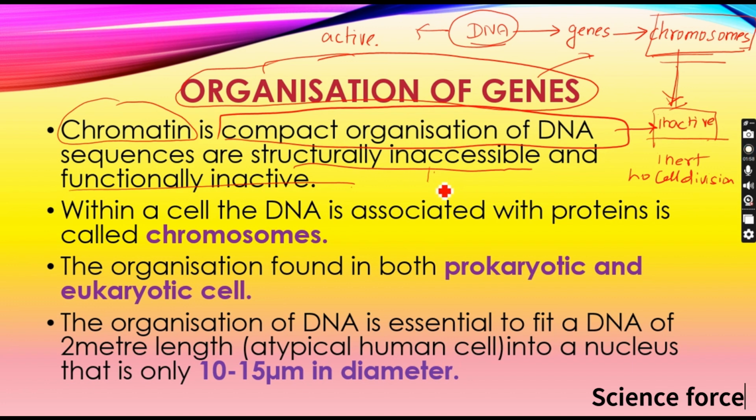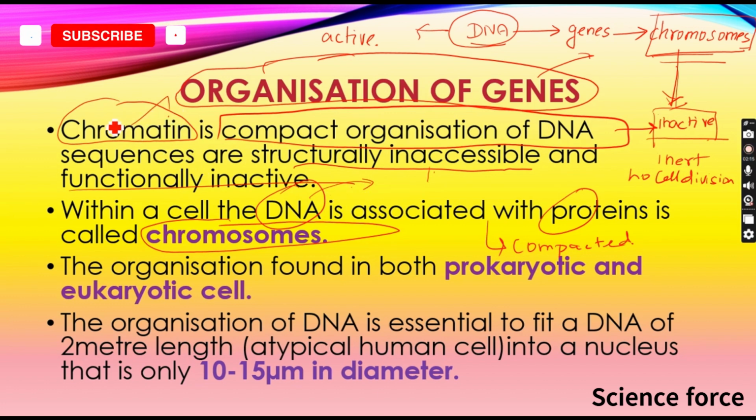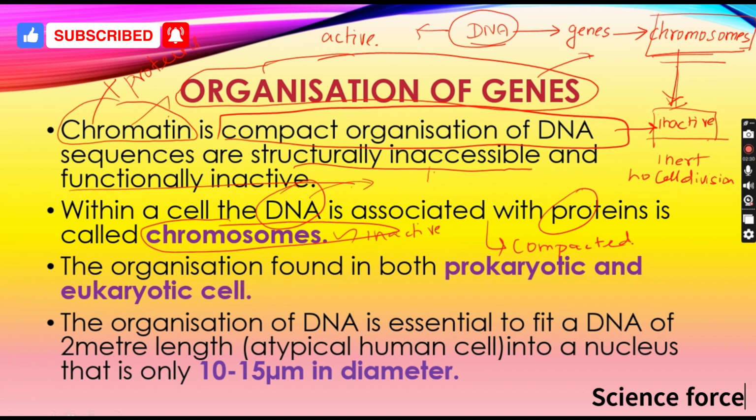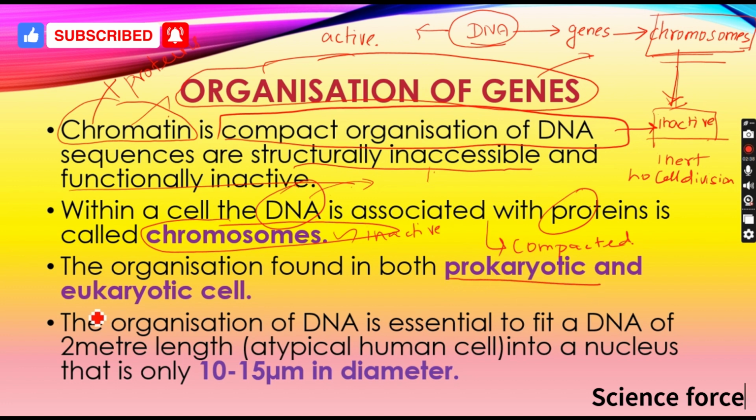Therefore, they are inactive. Within the cell, the DNA is going to be associated with proteins and get a compacted form. This compacted form is known as chromosomes. The DNA compacted form is known as chromatin. When the compacted form of chromatin is with proteins, the proteins and chromatin together are known as chromosomes. These are the inactive form of DNA. This organization of DNA into chromosomes is very important in both prokaryotic and eukaryotic cells.